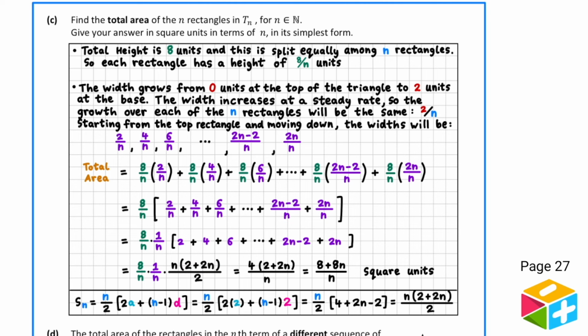Now we can simplify. The n above the line will cancel with one of the n's below the line. And 2 divides into 8 4 times. To finish off, we can multiply out the brackets in the numerator. 4 times 2 is 8, and 4 times 2n is 8n. So our final answer is 8 plus 8n over n square units.